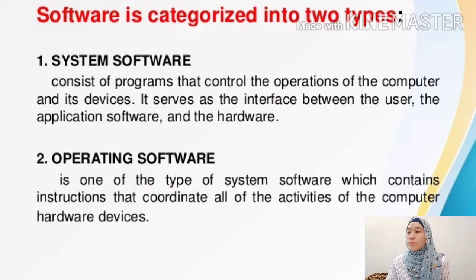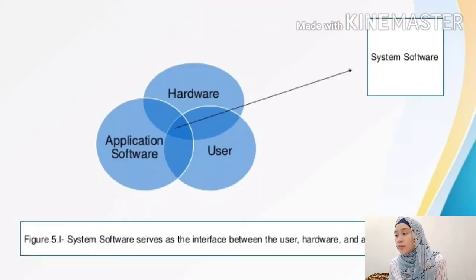And number 2 is operating software. An operating software is a software that manages hardware, software, and other applications on a computing device. The operating system has different functions and tasks it carries out on a computing device. Okay, so this is the system software. System software serves as the interface between the user, hardware, and application software.